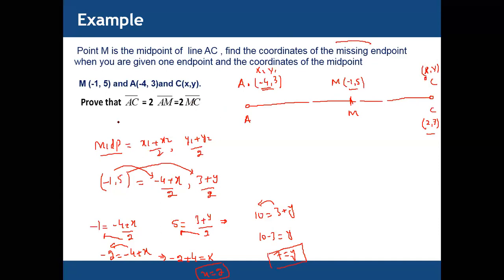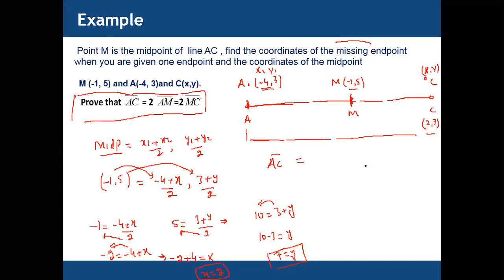Now the second part is we need to prove that the distance AC equals 2 times distance AM, or 2 times distance MC. We need to find the distance from A to C, this total distance. Then we need to prove that the total distance is 2 times this half, the distance from A to M. If this is the midpoint, then definitely we need to find the AC distance first, then the AM distance.